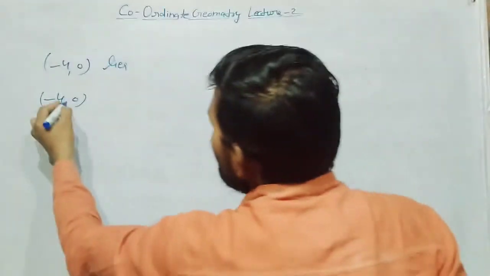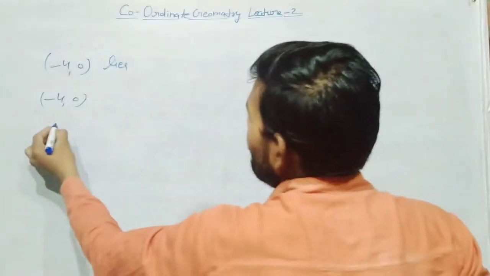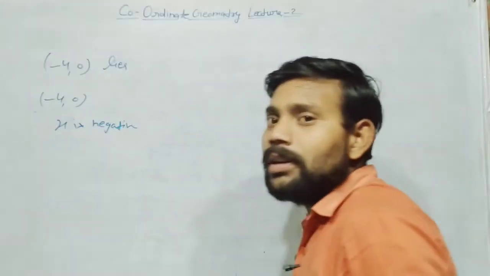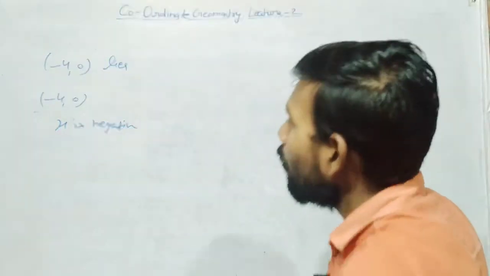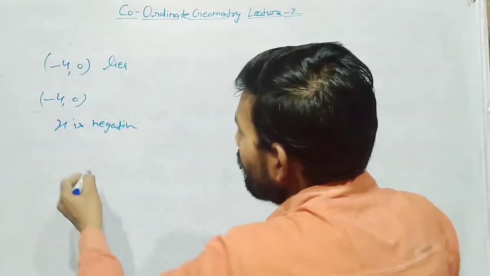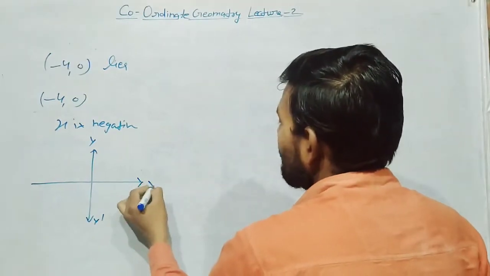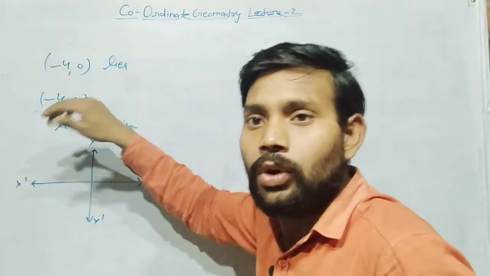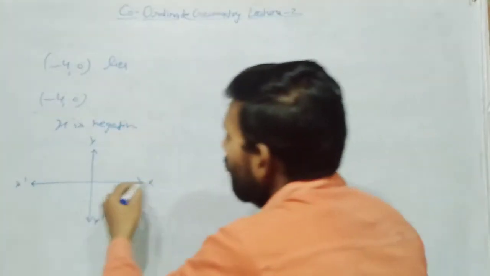We can identify easily that for -4, x is negative, but 0 is neither negative nor positive, so we cannot say 0 is positive or negative. So we can say it is not in the negative and not in the positive region. So if the point is here, this is the y-axis, this is the y-dash axis, this is the x-axis, and this is the x-dash axis. Here the condition is not negative, not positive, that means it is only on the y-axis or only on the x-axis.